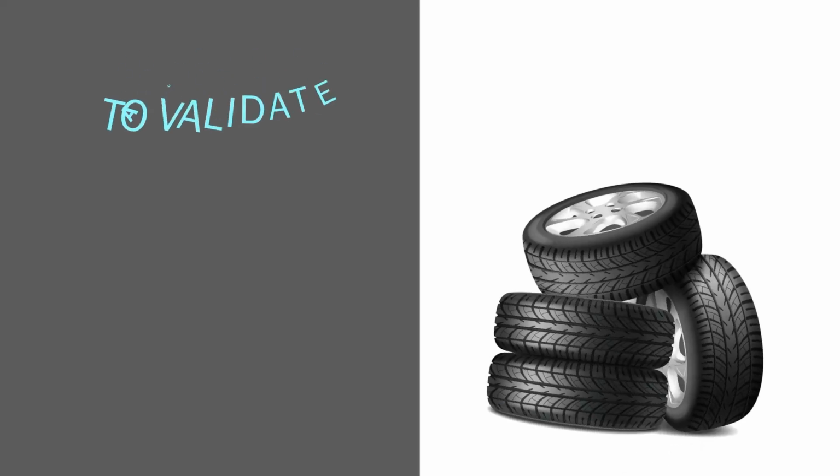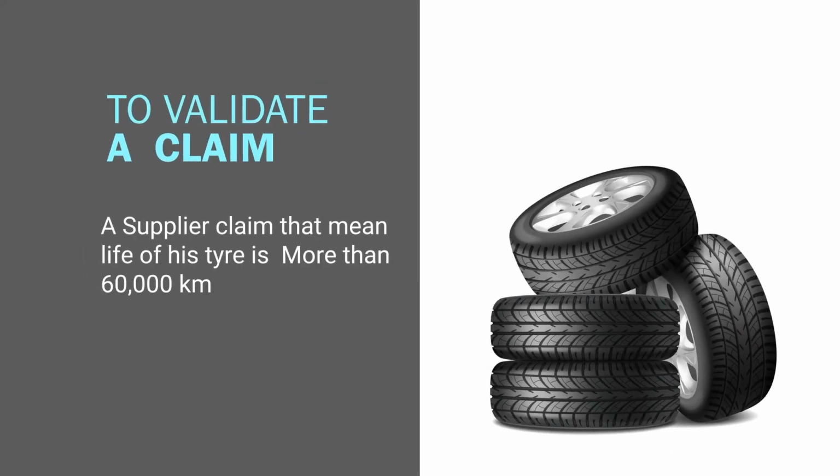We are coming now to the testing for a single population proportion. Now, what type of situations do we have in this case? It could be validating a given claim or testing a given hypothesis. A claim could be a supplier claims that the mean life of his tire is more than 60,000 kilometers. So we need to test whether what the supplier is saying is exactly true or not. So we need data to validate this claim. This is a claim or a hypothesis.